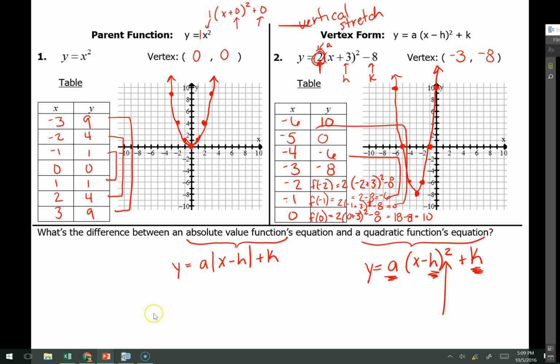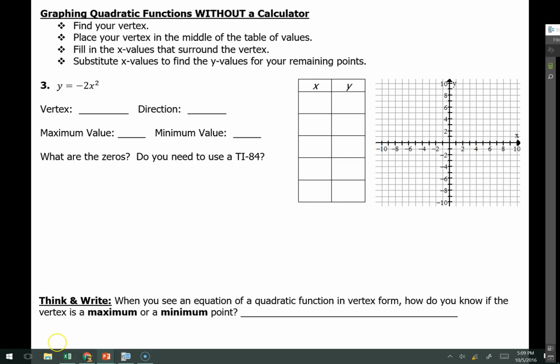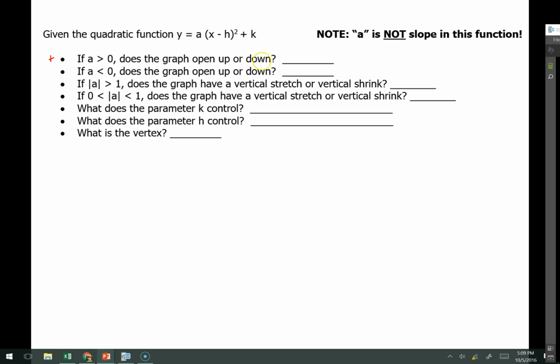So let's do a quick summary of all of the different pieces of vertex form. If a is greater than 0, that means it's a positive number. What is happening with our graph? Is it opening up or down? It's opening up because a is positive, just like with absolute values. If a is less than 0, that means it's a negative number. Does the graph open up or down? Just like with our absolute value functions, it opens down.